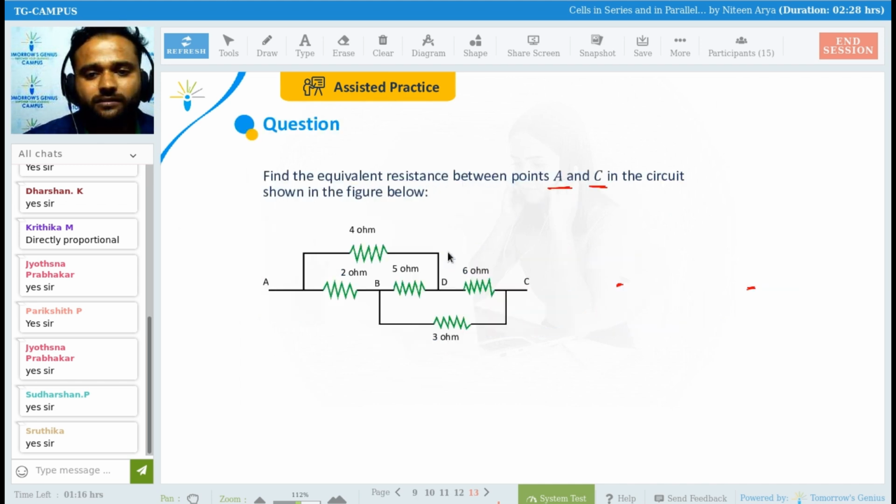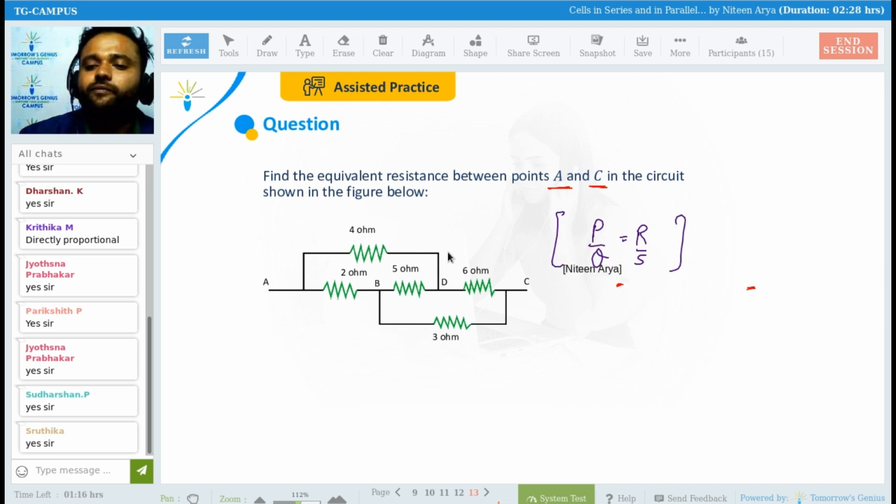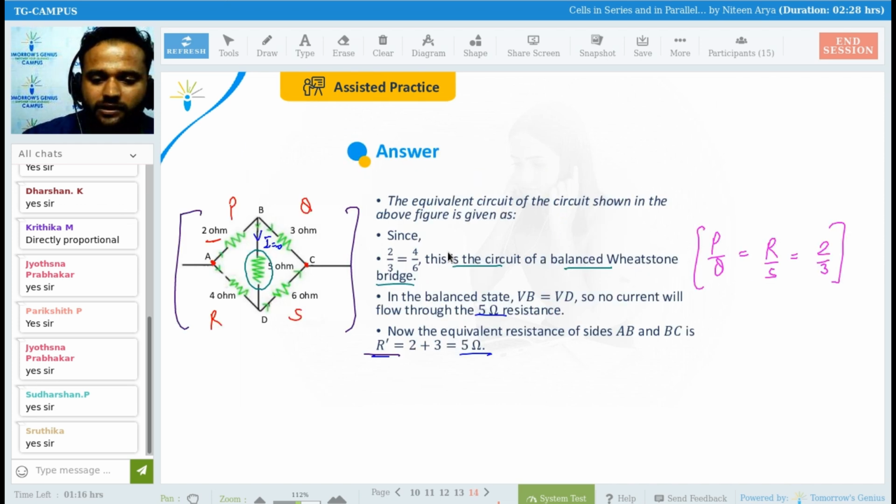Obviously, if it is a subjective answer, then you need to write it down. If they ask this particular question in your board exam, along with it they ask what the balanced Wheatstone bridge condition is. So you need to directly write it down like this: P by Q equals R by S when Ig equals 0, and then following this everything. Is this clear?